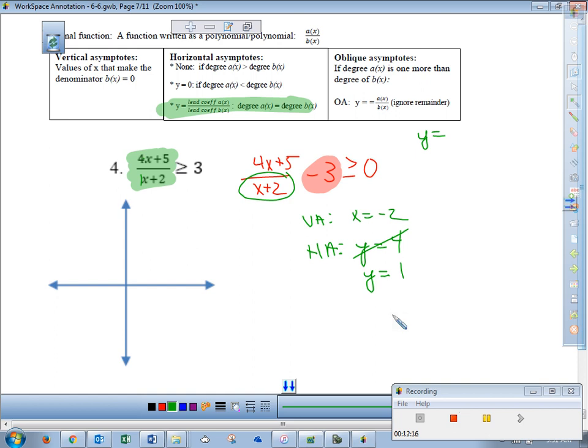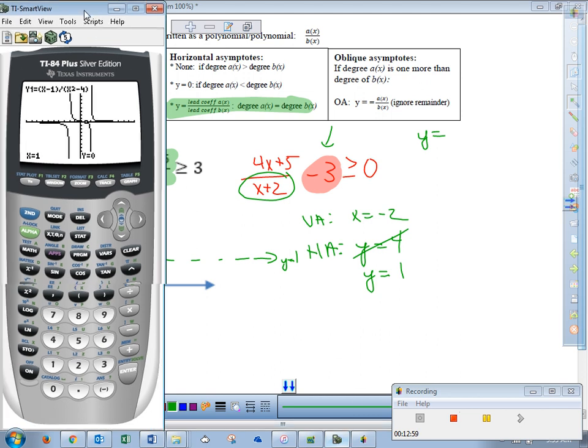Sketch this guy. Vertical asymptote, x equals -2. Don't forget to actually put that in your sketch. Don't just put a little vertical deal. Put x equals -2 either above it or below him. Horizontal asymptote at y equals 1. Then punch him in. Interesting how you got to punch that in, right? Because you got to throw that -3 in there.